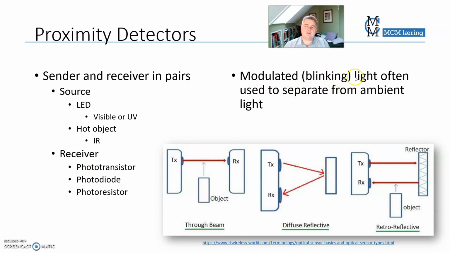Modulated light is sometimes used to separate the light from the transceiver from the light in the surroundings. So if you, for example, use some kind of blinking that the receiver recognizes, that means that it's the light from the transmitter, not from the ambient sources in the shop or wherever.